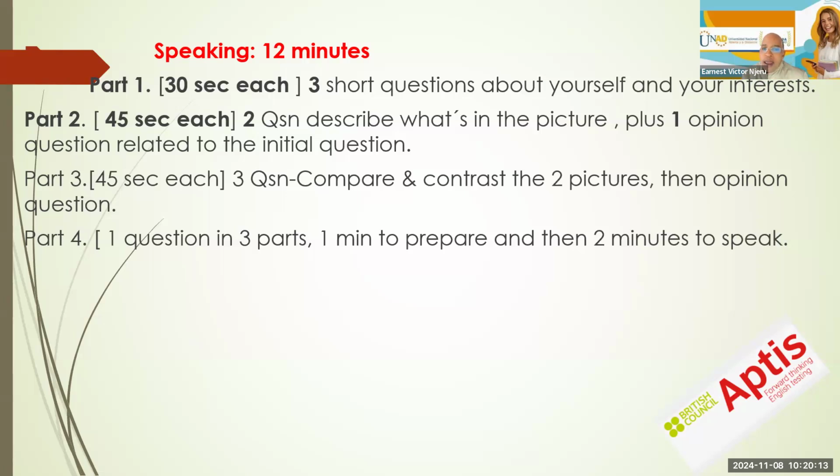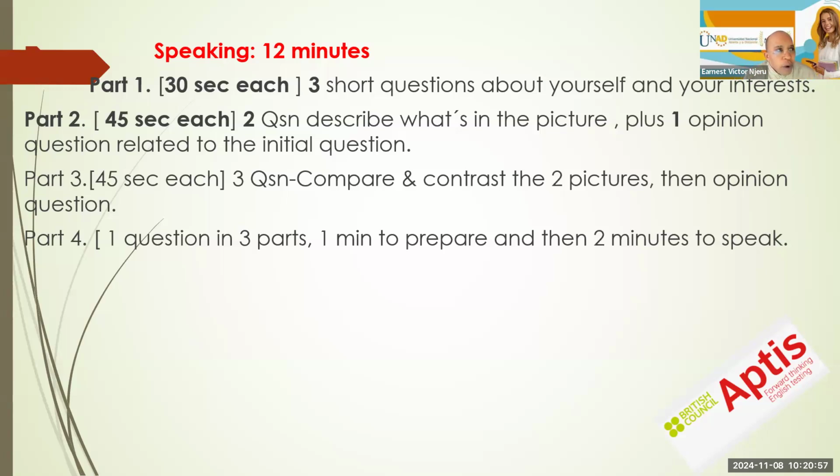Then in part 3, you are going to find 2 pictures. They give you 2 pictures, and you're supposed to compare and contrast them. And then they'll ask you an opinion question. For instance, they could give you pictures of 2 houses, one in a city or urban area, and the other in the countryside or rural area. In that case, you compare the 2 of them, and they'll also ask you an opinion question again. They could ask, what do you think could be the best place to bring up a child? So you're supposed to take a view, maybe the countryside or the urban area, the city.